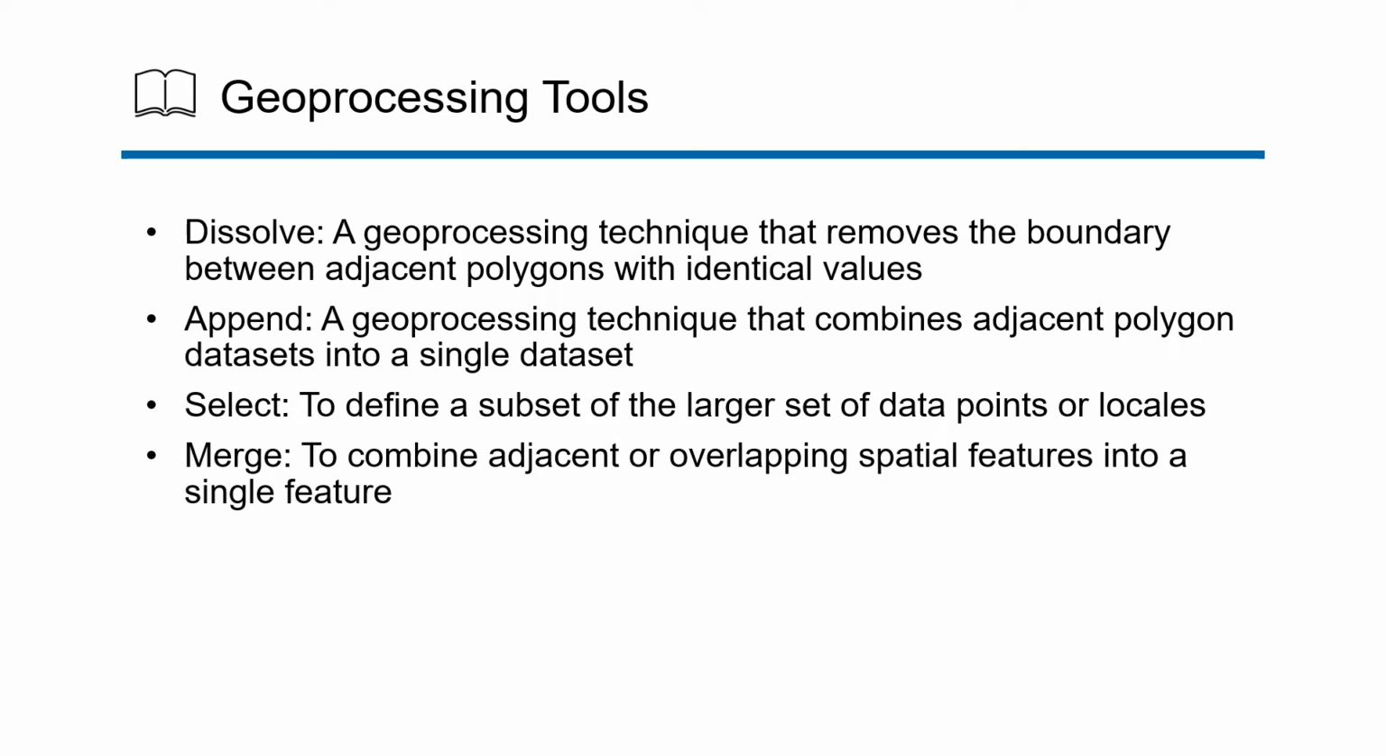So let's look at a couple terms here. Dissolve. It's a geoprocessing technique that removes the boundary between adjacent polygons with identical values. Append. Append is a geoprocessing technique that combines adjacent polygon datasets into a single dataset. Select is used to define a subset of the larger set of data points or locales. Merge is to combine adjacent or overlapping spatial features into a single feature.